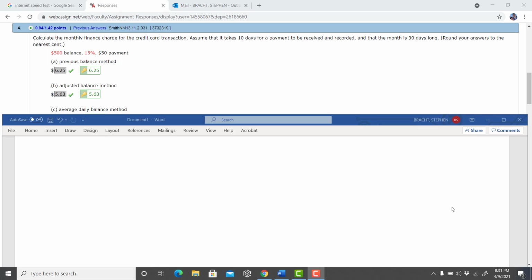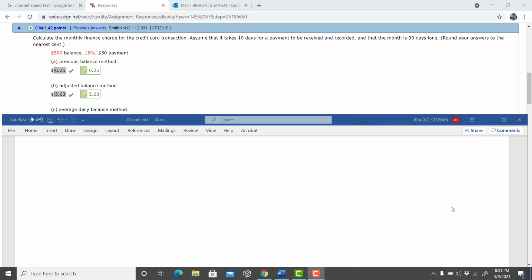Okay, hey there. I'm just going to go over those problems that you asked about in section 11.2, and I'm going to start here with problem 4C, where it says calculate the monthly finance charge for the credit card transaction. Assume that it takes 10 days for a payment to be received and recorded, and that the month is 30 days long. And for C, it's asking us to use the average daily balance method.